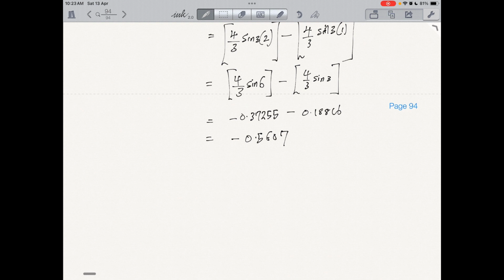Now we will be able to look at how to perform definite integrals. In our next video, we'll be taking more examples on definite integrals.